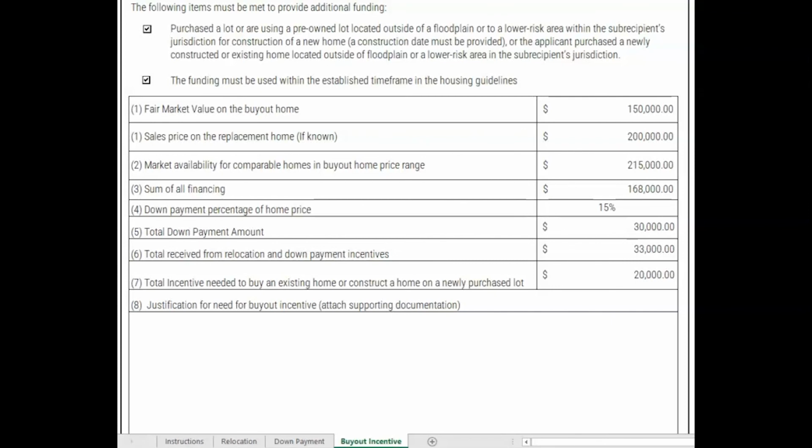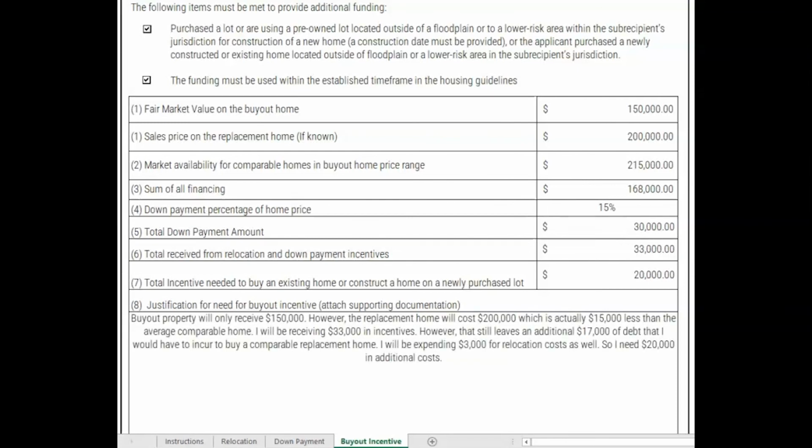In number 7, the applicant should input the total buyout incentive needed in addition to the incentives they are already receiving to buy or construct a new home or lot. Then in number 8, the applicant should justify that need and attach any backup documentation.